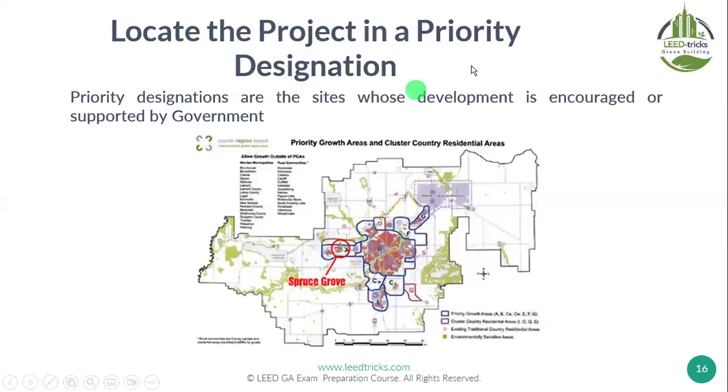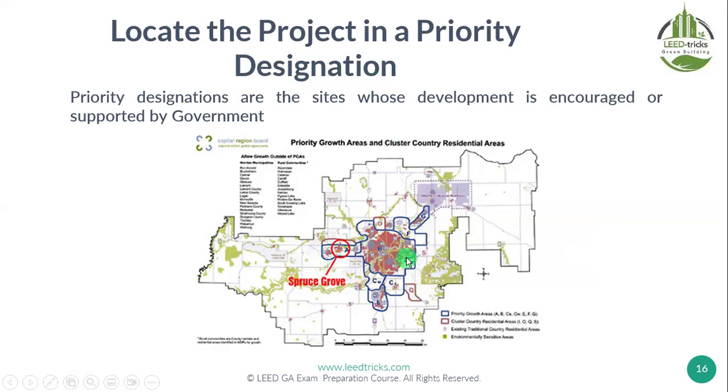The last option is based on the government plan. Like you go to the planning department in your city and you see what areas are priority designation. What does priority designation mean? Areas that are assigned or will be put in the priority to be developed. This means priority designation. In USA, for example, they put it in red color.